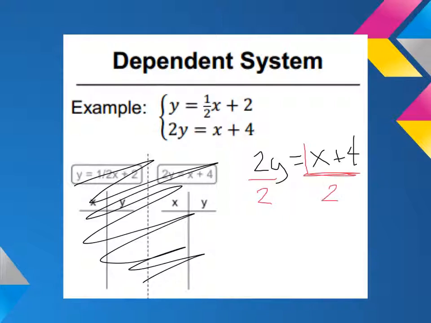And I divide everything on the other side by 2. The 2's cancel out. We get y equals, now on my equation, 1x divided by 2, well 1 divided by 2 is 1/2, and then we put the x, and then 4 divided by 2 is 2. So our second equation is y equals 1/2 x plus 2.